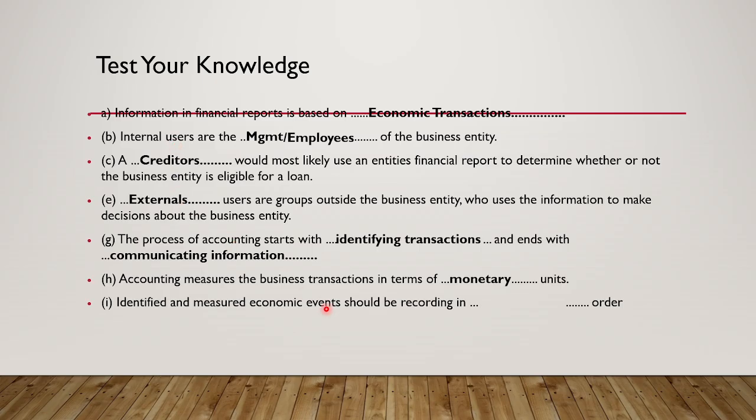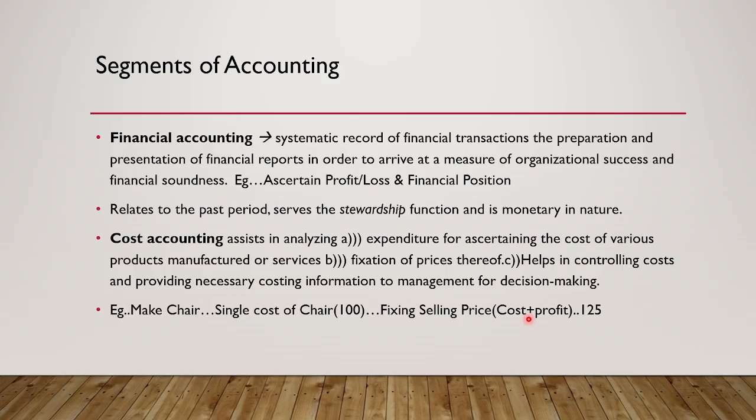Identified and measured economic events should be recorded, as I told you, in chronological order. So day 1, day 2, day 3, day 4, day 5, day 6, you have to record all that. Fine. Now we have multiple segments, how we have divided accounting. One is financial accounting, where we write all the transactions in financials to ascertain whether we have got profit or loss.